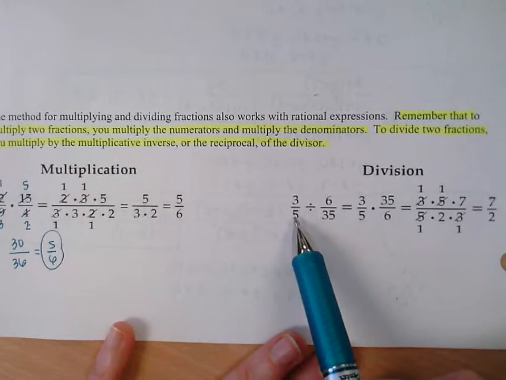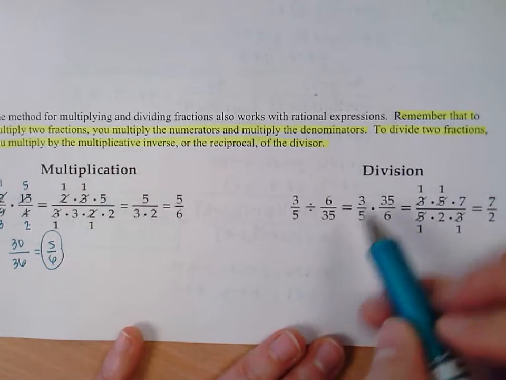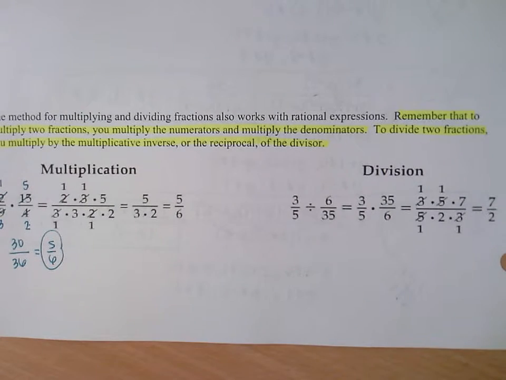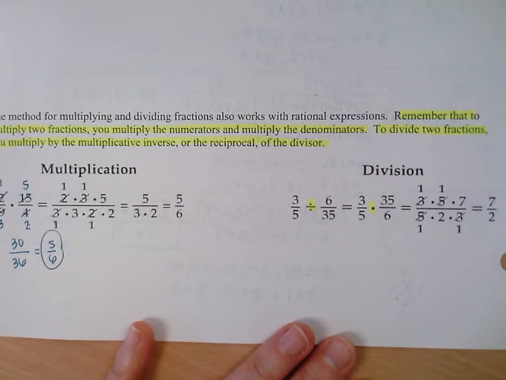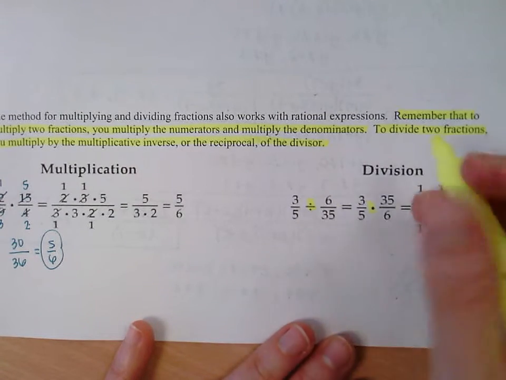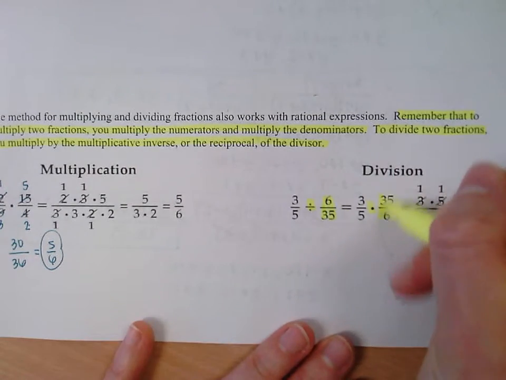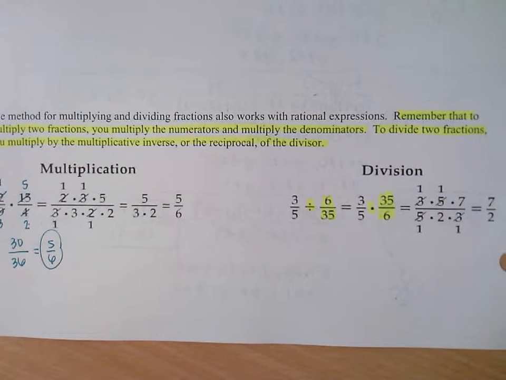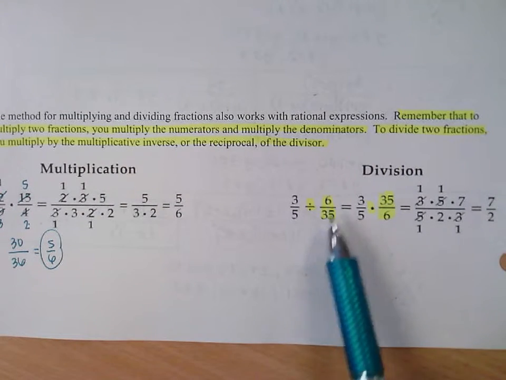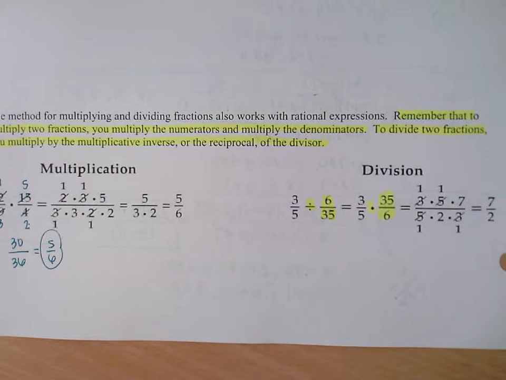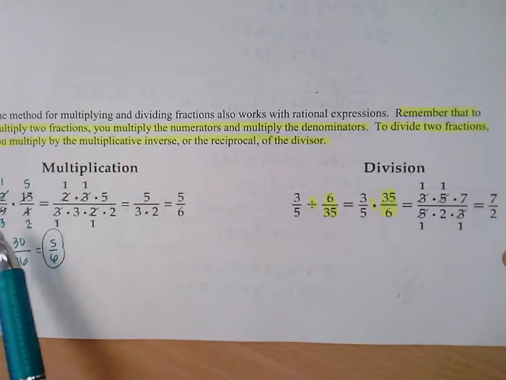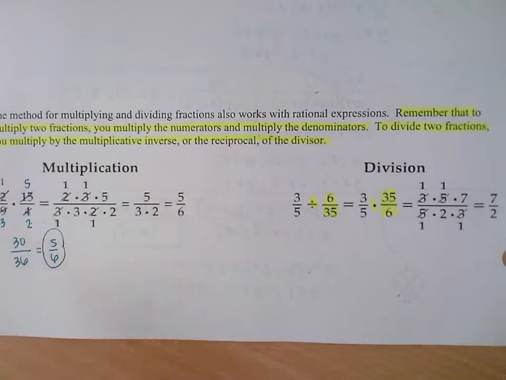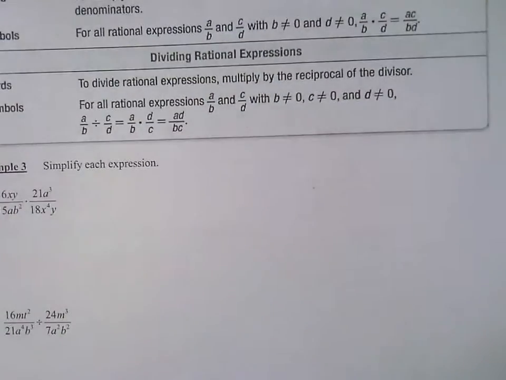Division is if I have a fraction divided by a fraction, remember, that's the same as changing the division to a multiplication problem. But if I divide by a fraction, that means I'm multiplying by its reciprocal. So if I'm dividing by 6 over 35, I flip that, and I'm now multiplying by 35 over 6. And now that it's a multiplication problem, I do exactly what I did over here. So we are going to apply this to rational expressions.